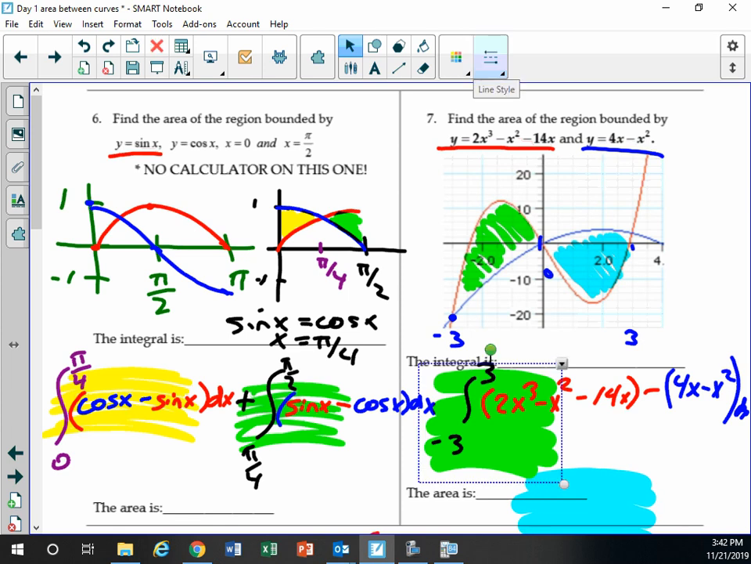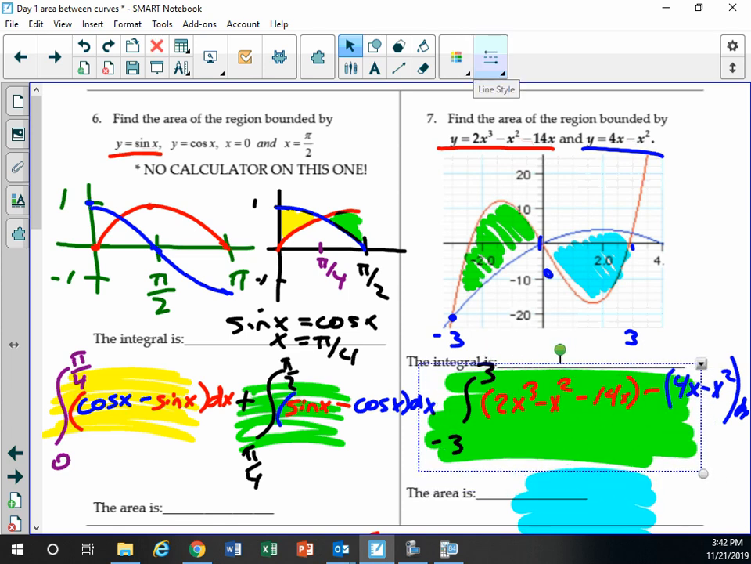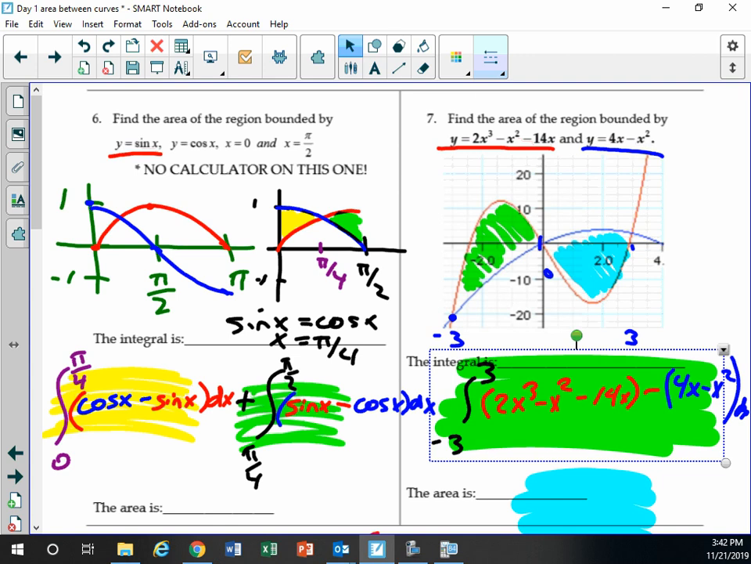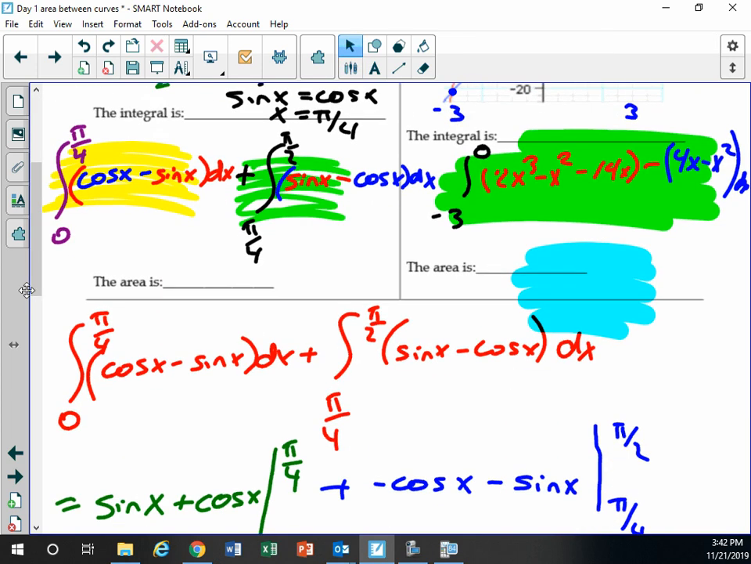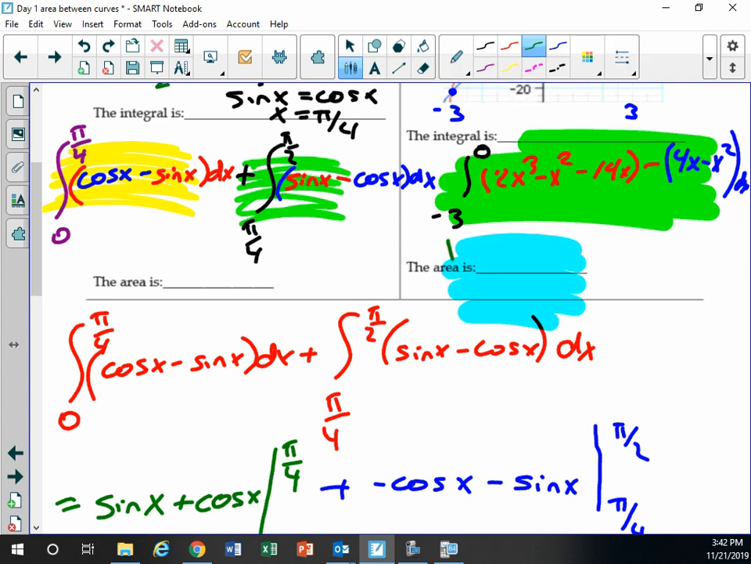And that is all green. All of that is green. And that is not correct. It is not -3 to 3. It does go -3 to 0. Plus, here comes the other piece. So plus 0 to 3. Now the blue is on top. 4x minus x squared, minus parentheses 2x cubed minus x squared minus 14x, dx.